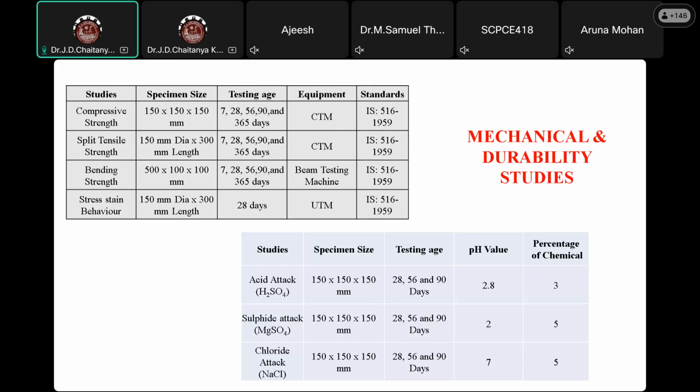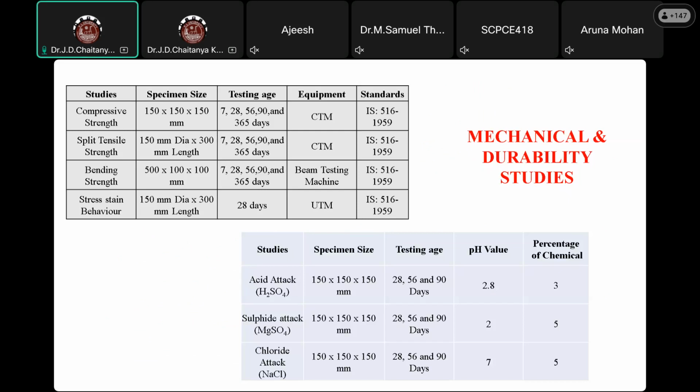365 days also I tested. Why? Because we are using agricultural waste, right? Some people told me that agricultural waste may decay after some days, so we went for the one-year test. On day one the shape of the shell is there, and at the end of the year the shape of the shell is the same; it has not decayed in shape or size.